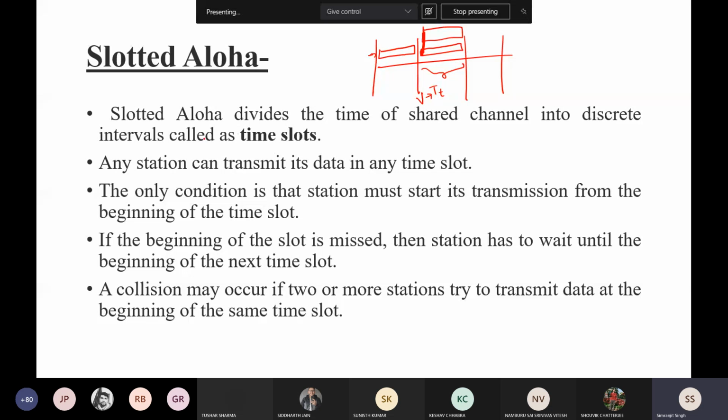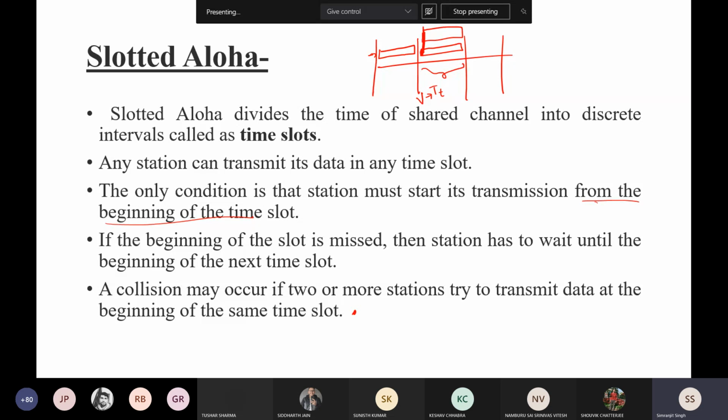Now see, the time is divided into discrete intervals on the shared channel. Any station can transmit its data in any time slot. The only condition is that it must start the transmission from the beginning of the time slot. If the beginning of the time slot is missed, then the station has to wait until the beginning of the next time slot. A collision may occur if two or more stations try to transmit data at the beginning of the same slot. So only this time is your vulnerable time, when there are chances of collision.